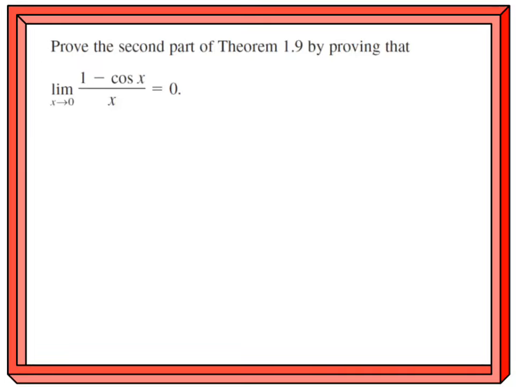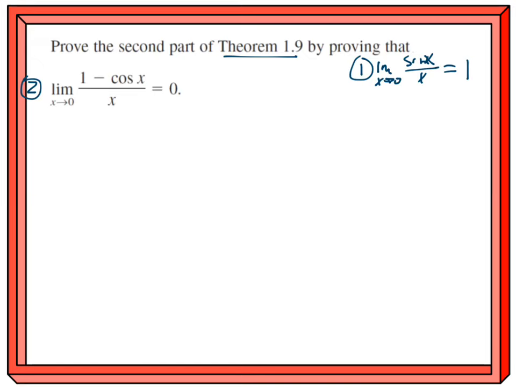Prove the second part of Theorem 1.9, because I bet you remember that one. We have some sort of limit. The first part was the limit as x approaches 0 of sine x over x is equal to 1. We proved that one with the squeeze theorem. And the second part is the problem we have right before us here: the limit as x approaches 0 of 1 minus cosine x over x is supposed to be equal to 0.